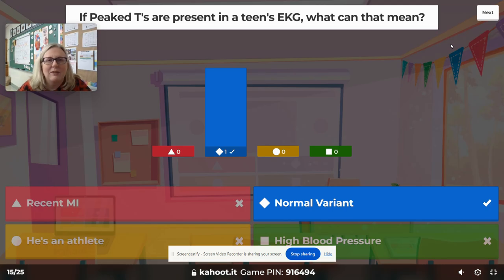I know I have said that peaked T's in teens sometimes mean that he's an athlete, but in general, it's normal. It's a normal variant or considered a normal variant when there are peaked T's in a teenager's EKG, especially a male teenager. It sometimes means they're an athlete. It just sometimes means they have a strong heart. So it's normal for them. That's the best answer.